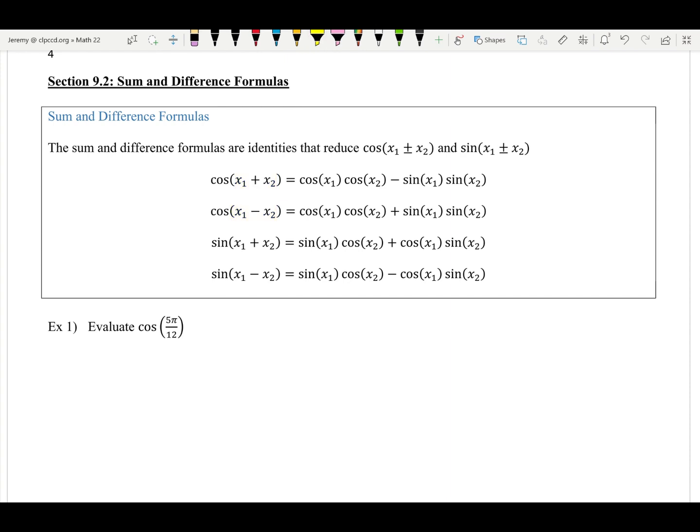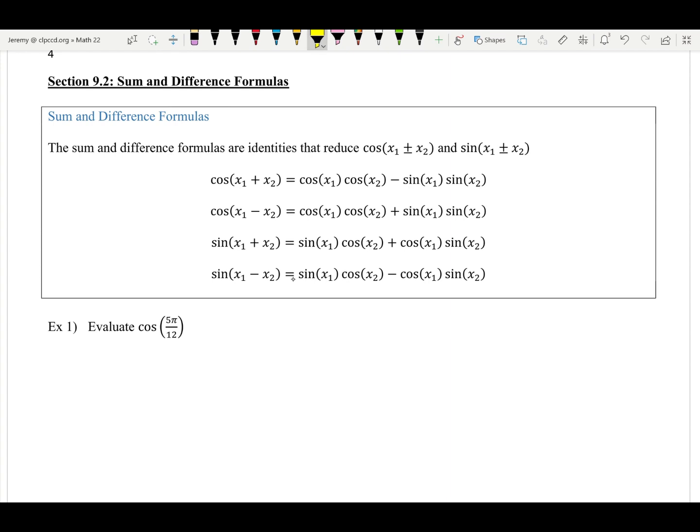Like we can't just break this up into cosine of x1 plus cosine of x2. It doesn't quite work like that. But once we're able to do this, it allows us to evaluate trig functions at some kind of unusual angles. That's what we're going to be doing in examples 1 and 2. And also this will provide more tools to work with when we're verifying different trig identities. Okay, so let's have a look at these.